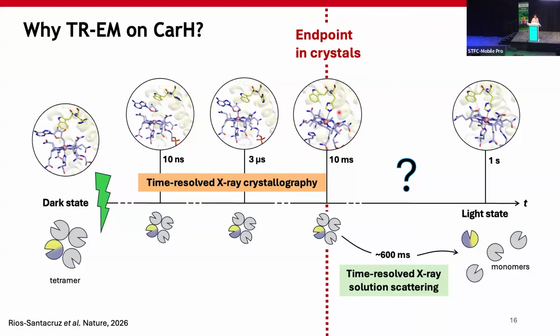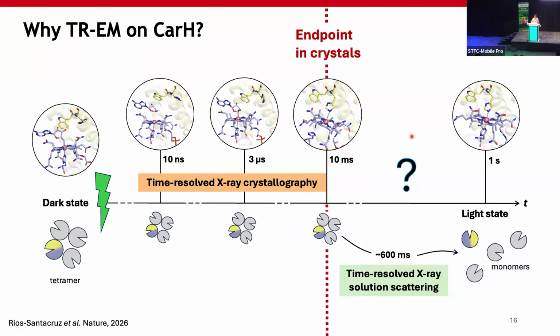But the thing is, after 10 milliseconds, they could not obtain any more high-resolution structural information because the crystals stopped diffracting. And we think this is because the change in shape of the protein is so large that it disrupts the crystal packing. So we are crystallographically blind after this point. But we knew from time-resolved solution scattering that the time scale for dissociation was in the hundreds of milliseconds. So we wondered if you could learn anything more about the structure in this time range.